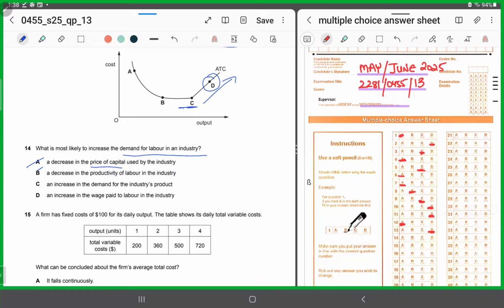C says an increase in the demand for the industry's product. Yes, that's correct, because this shows that the demand for labor is a derived demand.